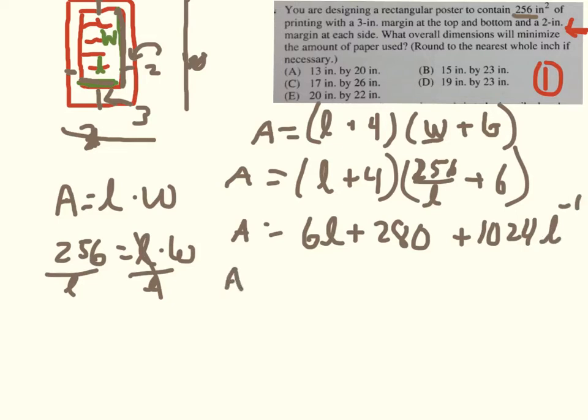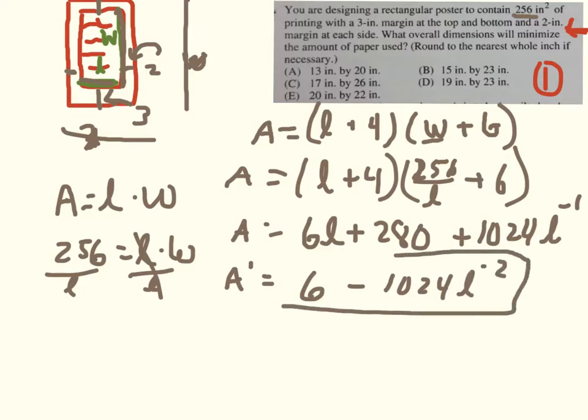That's your A. Then you go with A prime. A prime equals 6 minus 1024 L to the negative 2. And then you can plug this in your calculator, and you can find the zeros. You end up with L equals 13.0639. And then that kind of leads you down the path of thinking that this problem might be A.